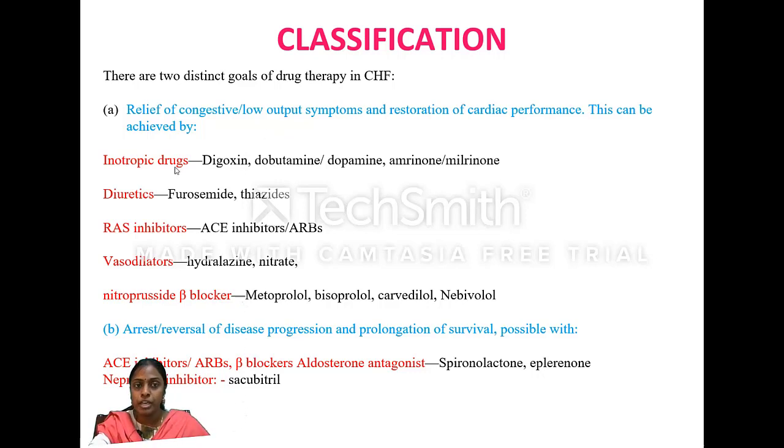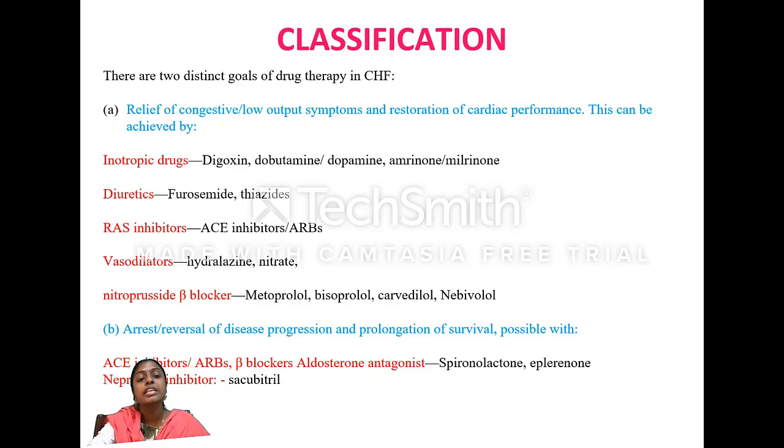This is the inotropic drug. Previously, when there were no other drugs, this inotropic drug, like digitalis, was the main drug we used to use. Now we have so many drugs, and due to some disadvantages of digitalis, we stopped using it. But we still use it when the person is unable to take all these drugs; instead, they take digoxin only.